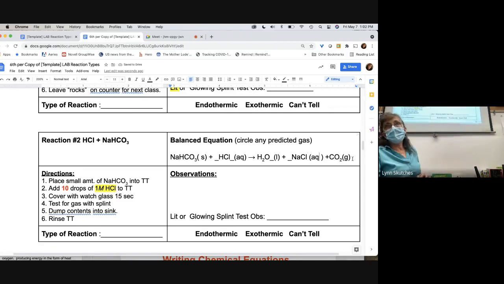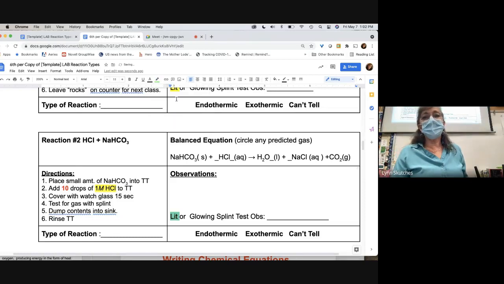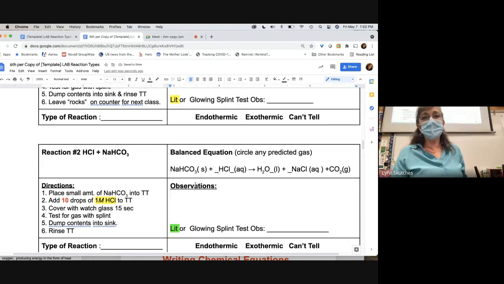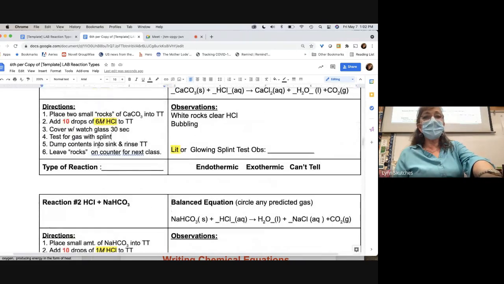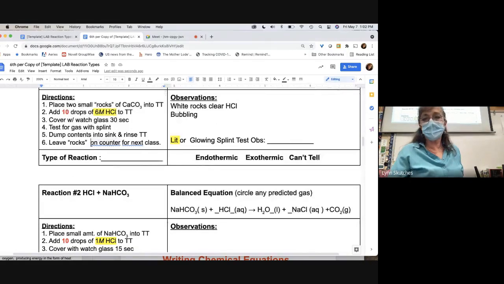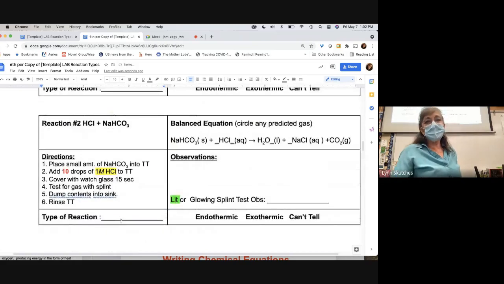Again, you're going to have CO2 bubbles, and you're going to test with a lit splint. And you should probably expect the same thing to happen as happened in number 1. But for the rocks, it says dump contents into sink, but that's not really true. I want you to fill the test tube with water and then catch the rocks. No rocks in the drain, okay? That's really bad for the drain, in case you didn't know. And then leave the rocks on the counter for the next period. The other one can just get rinsed out completely, rinse everything out. Again, matches in the trash.